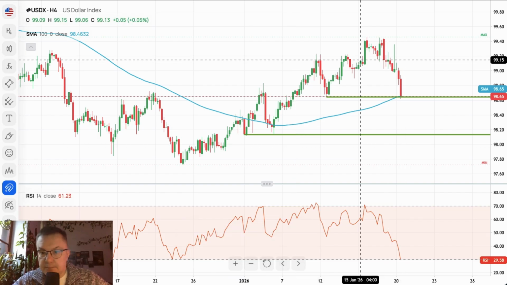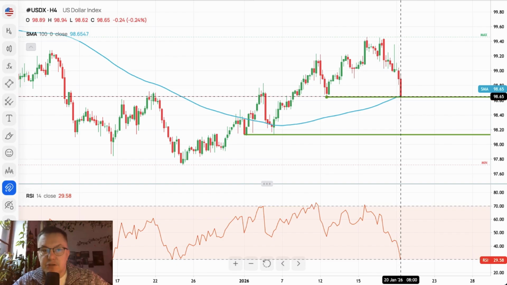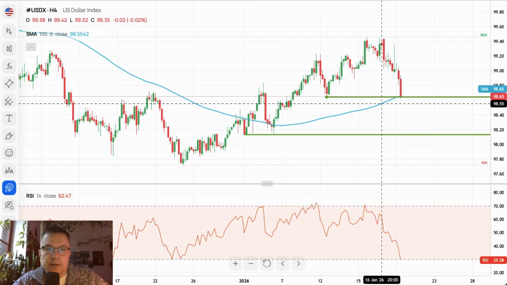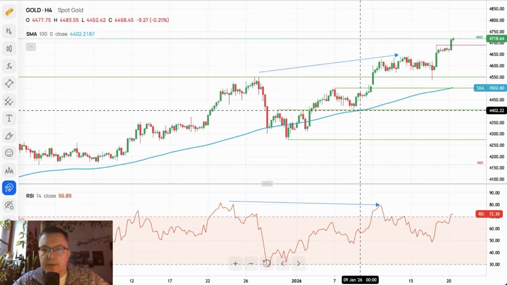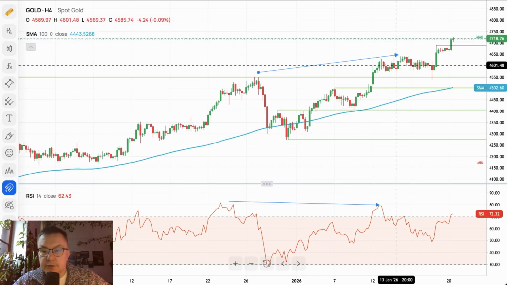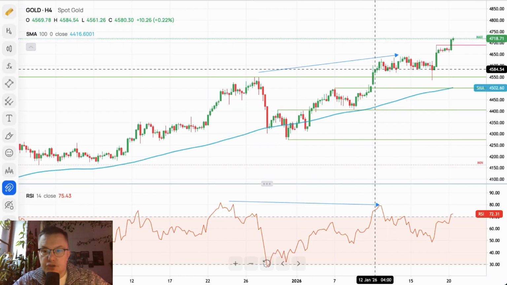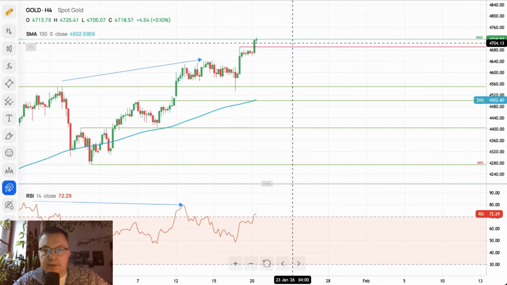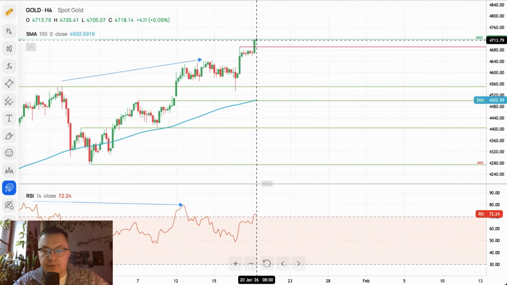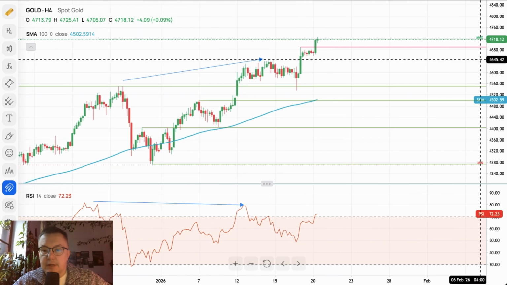So please pay attention to the bearish pressure on the US dollar index. It looks like the market wants to go way lower, or it bounces. New all-time high on gold. This after the very short correction was made here. 4,725 is the new level for the gold.